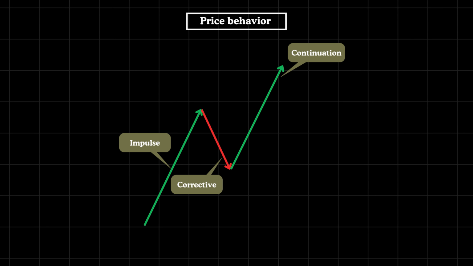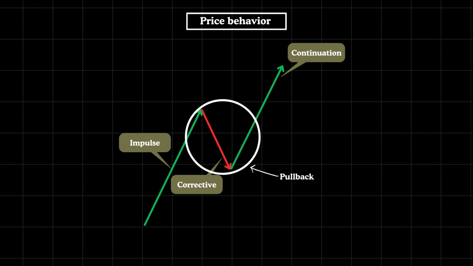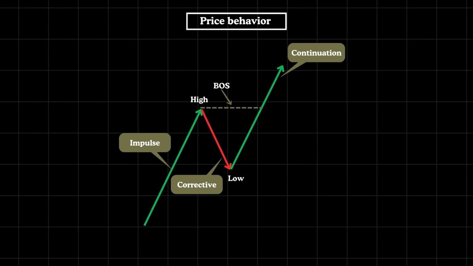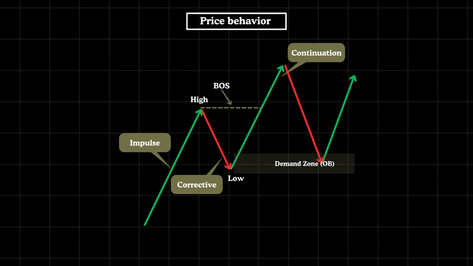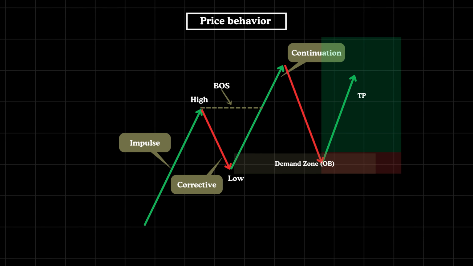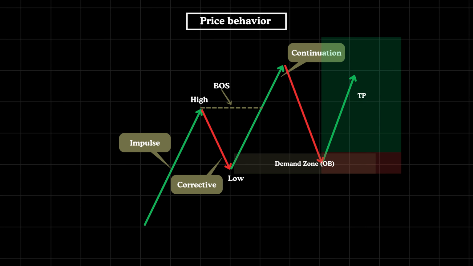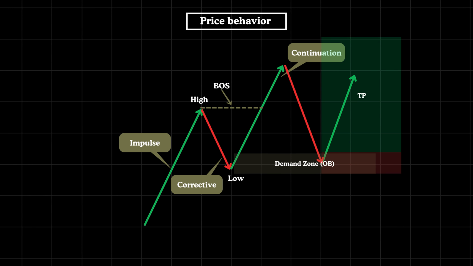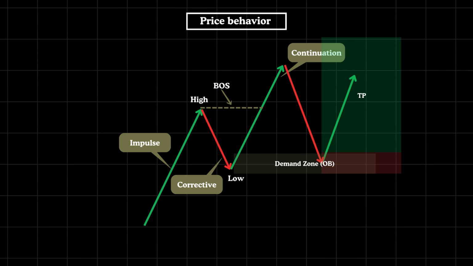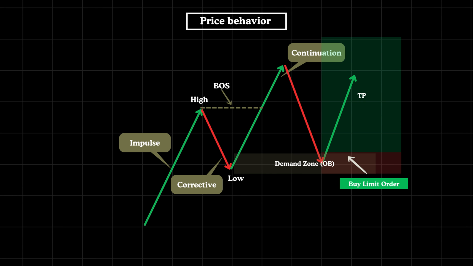For instance, take this corrective phase as a valid pullback. Here, we observe a confirmed structure break. Moreover, we can identify an order block formed near the base, connected to the break of structure, BOS. In this setup, we expect price to return to the marked order block and bounce upward. To act on this scenario, we could place a buy limit order at the highest level of that order block.